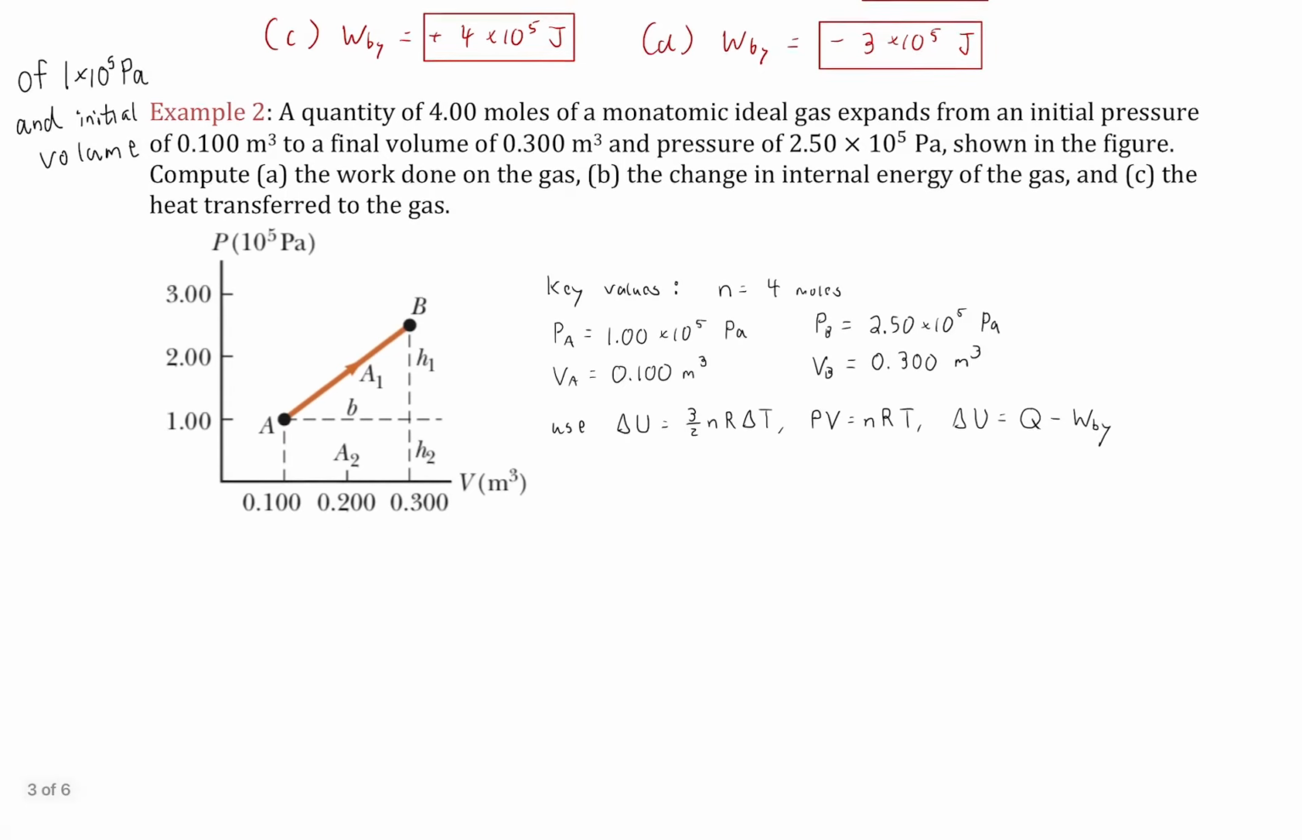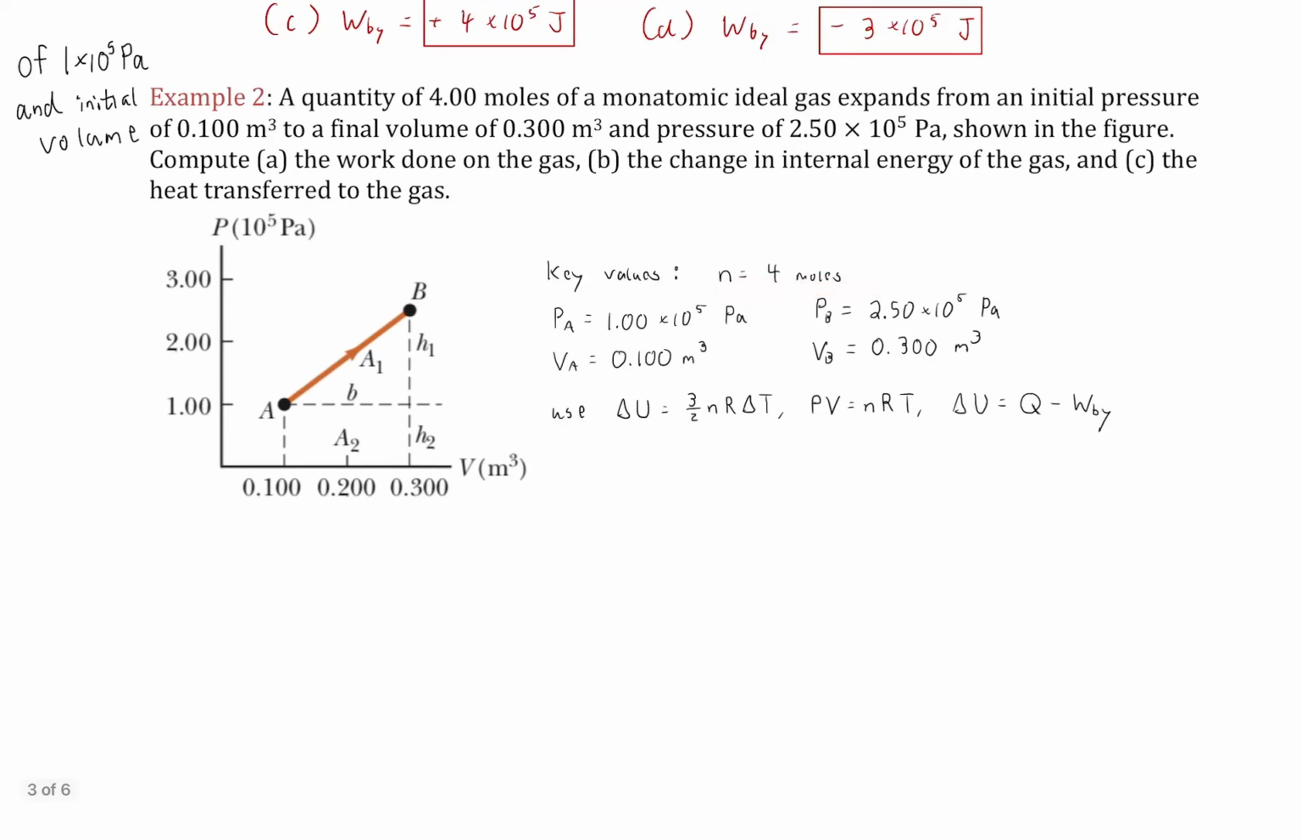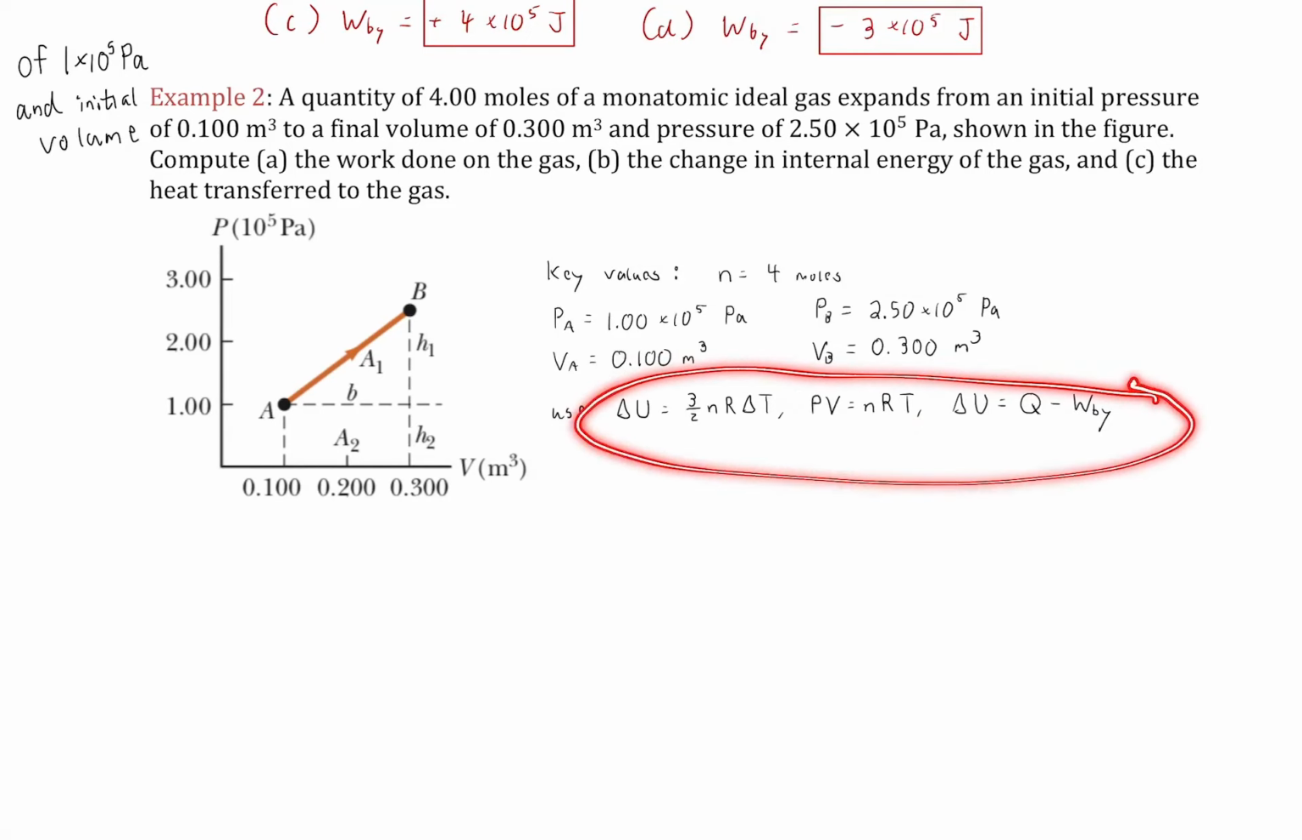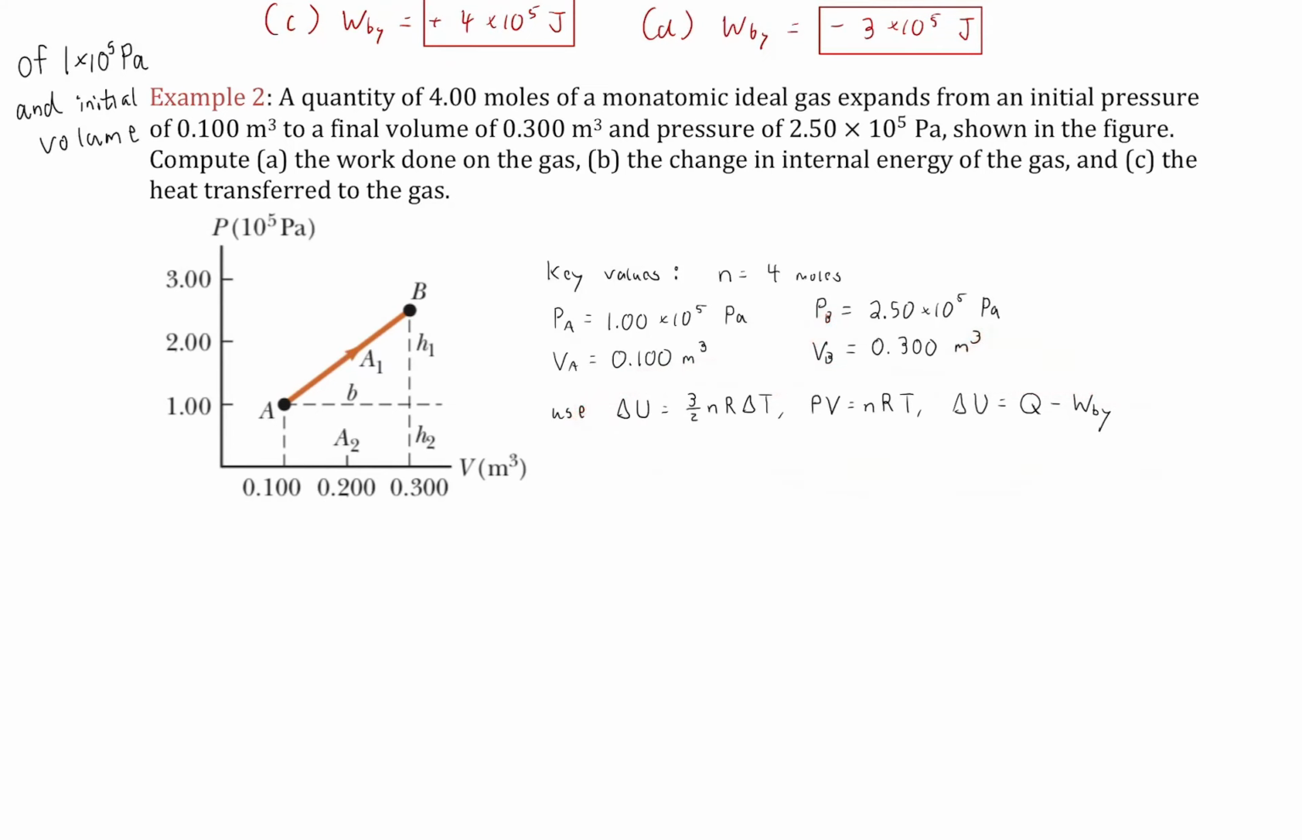All right, so key values: 4 moles, and then our pressure at point A, our volume at point A, our pressure at point B, and our volume at point B. And our formulas: we're going to use the change in internal energy for an ideal gas, which is 3/2 nRT. This was given in a previous lecture. We're going to use the ideal gas law itself, and we're going to use the first law of thermodynamics. This is really our tool belt for many of our problems. Not that we always need all three equations, but these are always the things that we want to consider. Internal energy formula, ideal gas formula, and first law of thermodynamics.